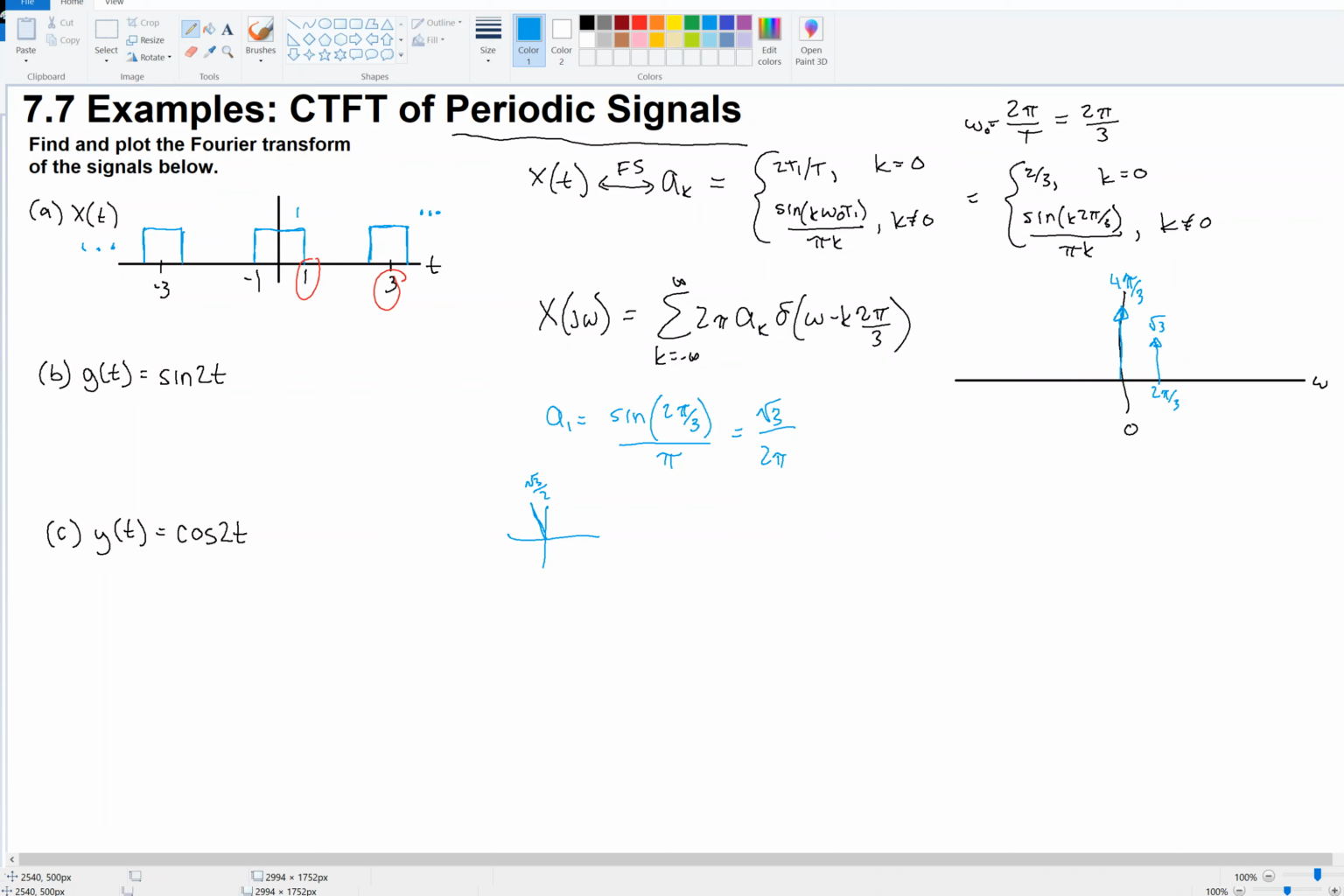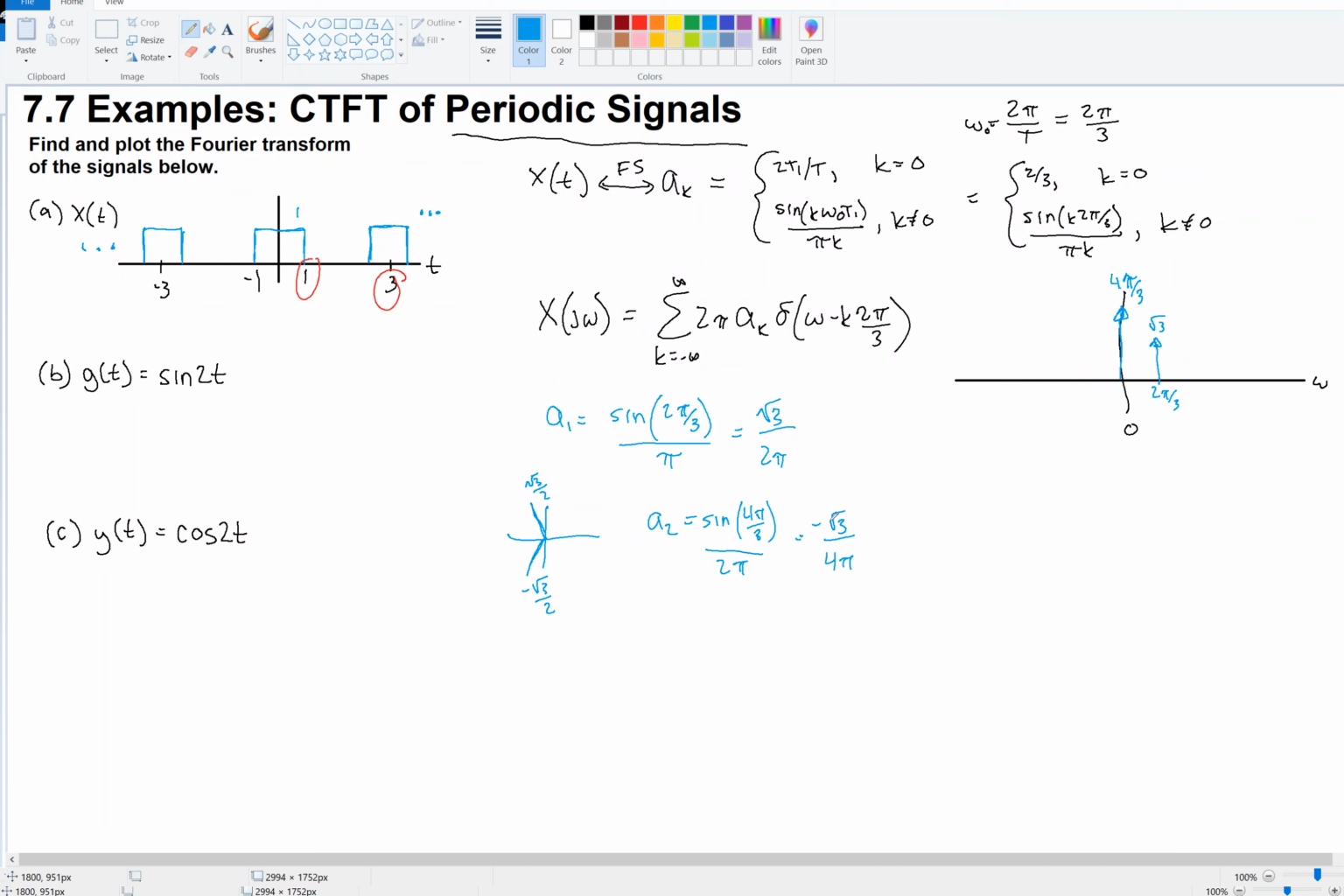And I can continue on like this. Let's do a couple more. The k equals 2 term, so I plug in 2 to my Fourier series. Sine of 4 pi over 3 divided by pi k, so that's 2 pi. Sine of 4 pi over 3, so that would be over here, so that would be minus root 3 over 2. And then divided by 2, so that would be minus root 3 over 4 pi.